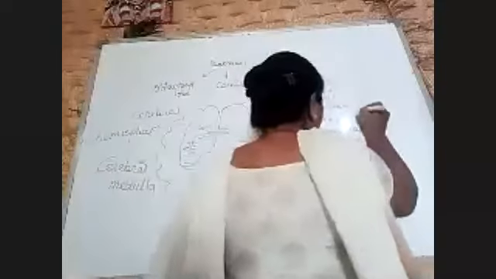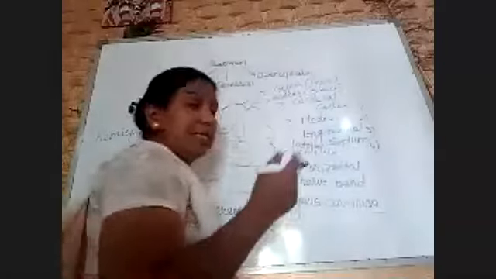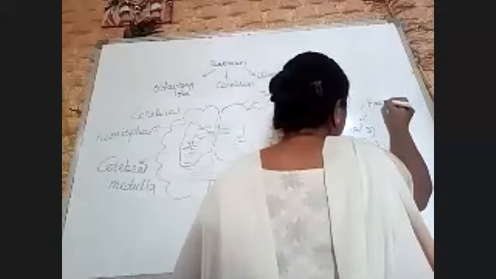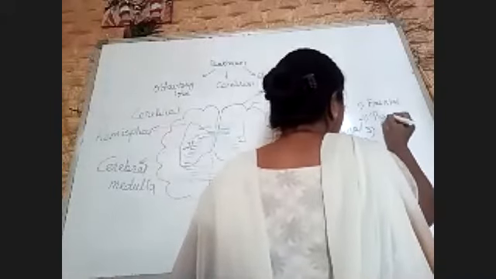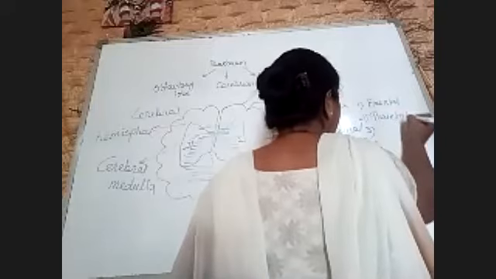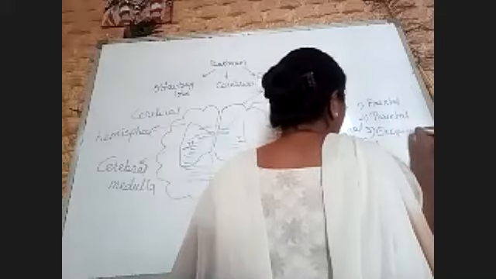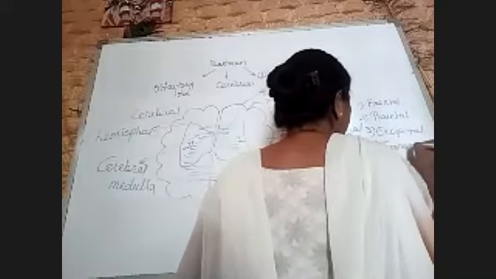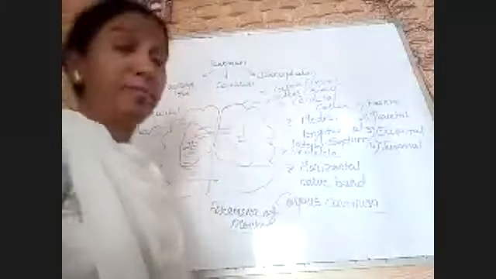There are four lobes present in each cerebral hemisphere: frontal, parietal, occipital, and temporal. Frontal, parietal, occipital, and temporal.